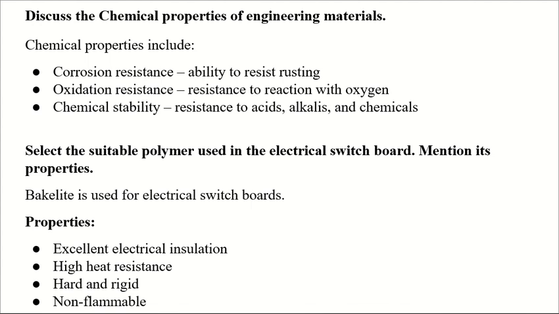Discuss the chemical properties of engineering materials. Chemical properties include corrosion resistance, ability to resist rusting, oxidation resistance, resistance to reaction with oxygen, chemical stability, resistance to acids, alkalis, and chemicals. Next, select the suitable polymer used in the electrical switchboard. Mention its properties. Bakelite is used for electrical switchboard.